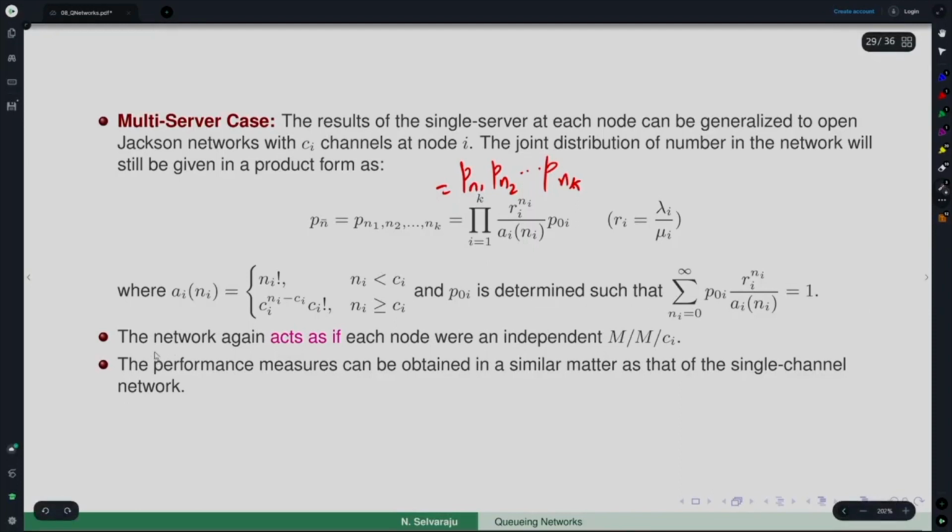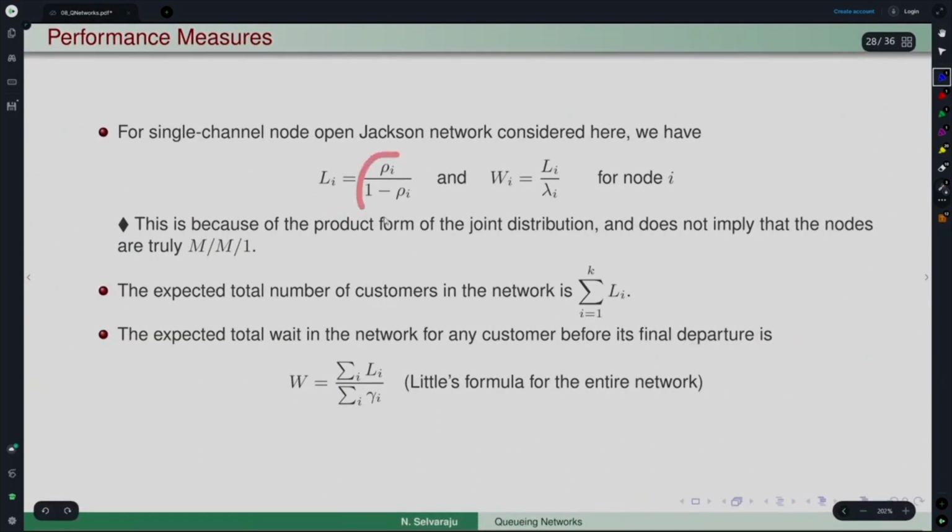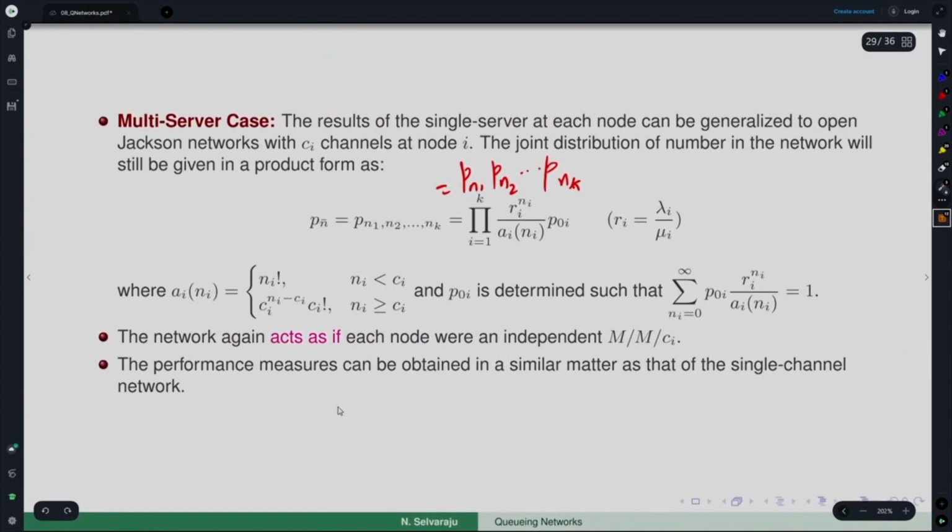Again here in this open network, you see that this acts as if it is an independent M/M/Ci queue, just like the previous case, and accordingly the performance measures can be obtained in a similar manner as in the original single channel network. Only these expressions would vary, but otherwise this remains the same even if there are Ci servers in each node. That is what one can easily generalize to the multi-server case.